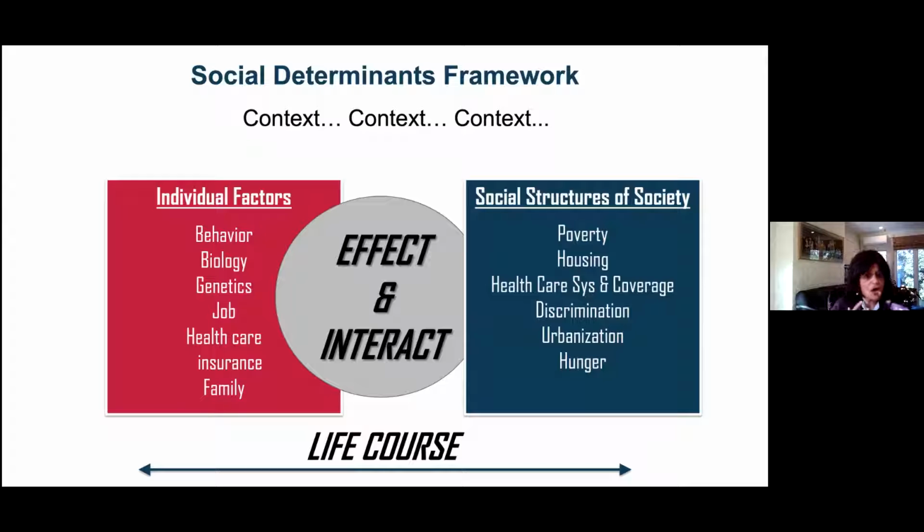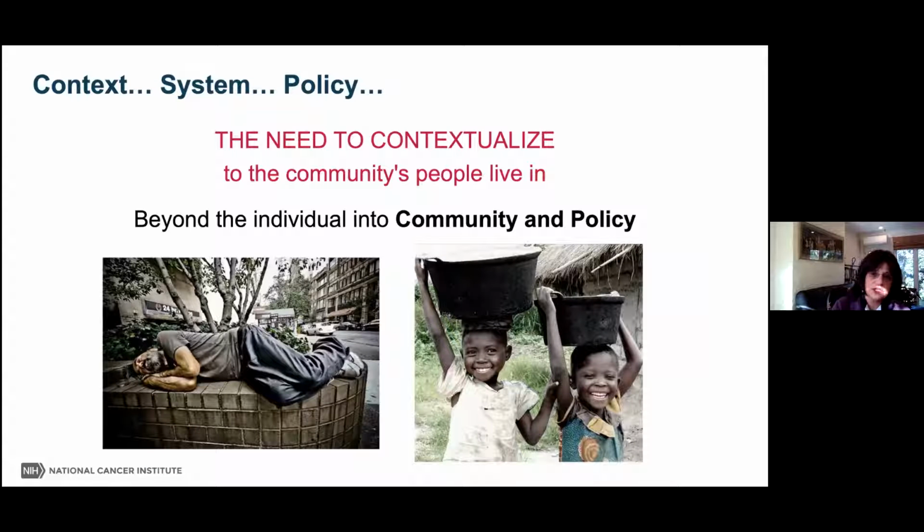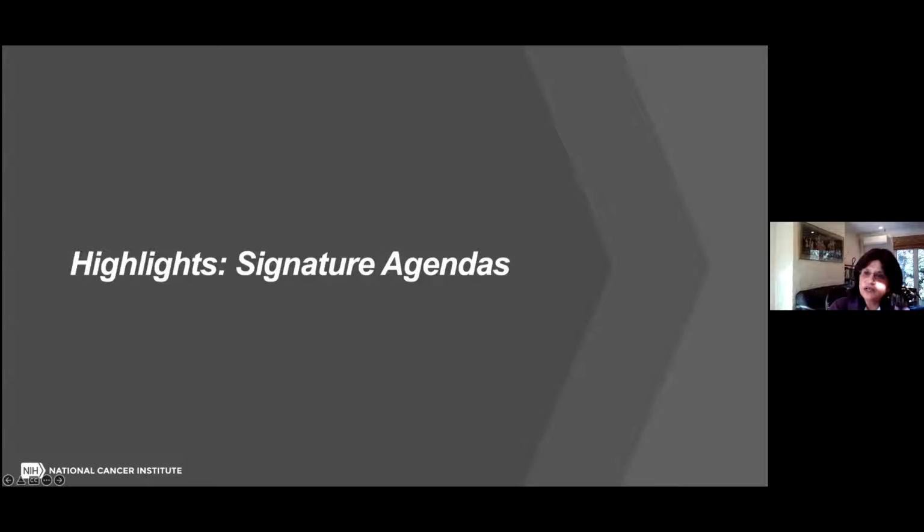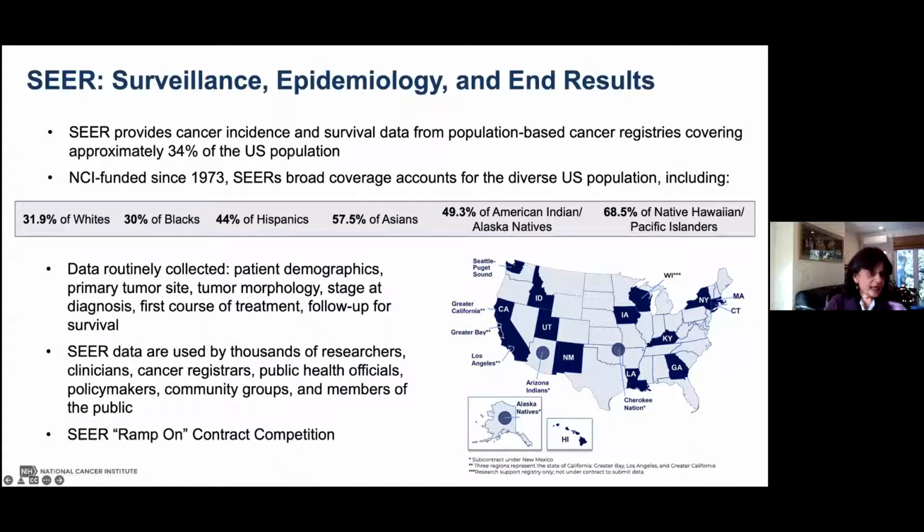No, we haven't. A lot of the problems are structural, but we blame genetics, we blame biology, we blame the fact that a person smokes, a person drinks, and it's all there, but it's all due to these issues which are structural. So we have to go beyond the individual into community and policy and contextualize our work. Until we learn to do that, I don't think we're ever going to move the needle and move towards equity. So some signature agendas which might help us. This is going to be a challenge for us going forward.